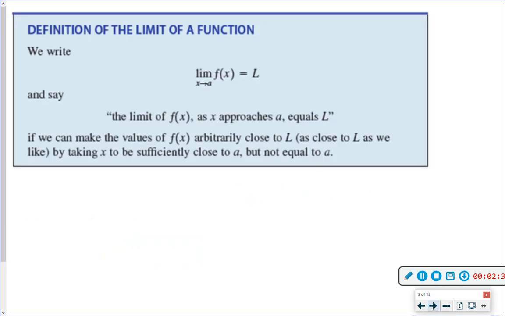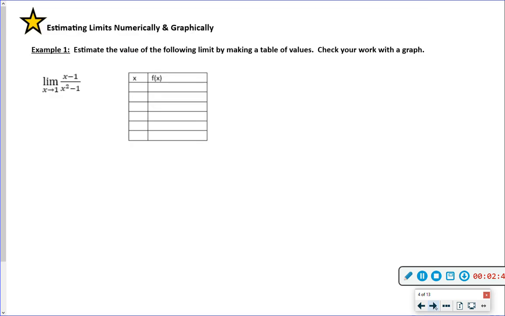Okay, so we write the limit just kind of like what we talked about. The limit of f of x equals L as x approaches a. So that's exactly just what we talked about. L will be some sort of number. Ours was 4. It depends on the graph. Okay, so estimate the value of the limit by making a table of values. Check it with the graph.